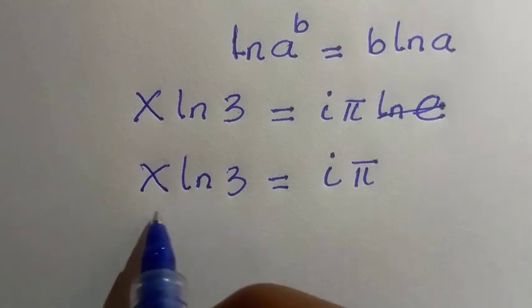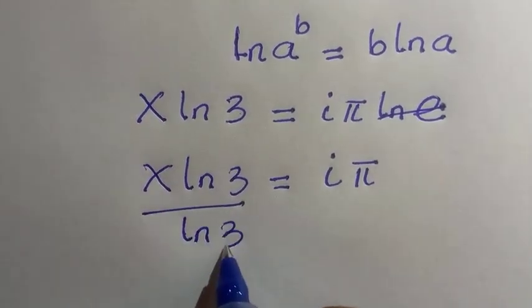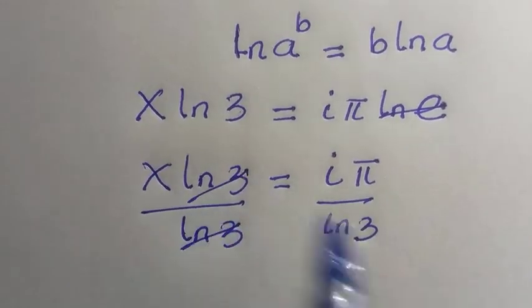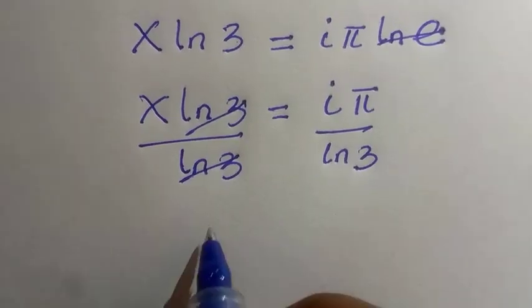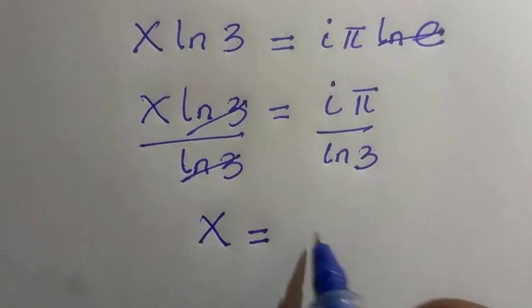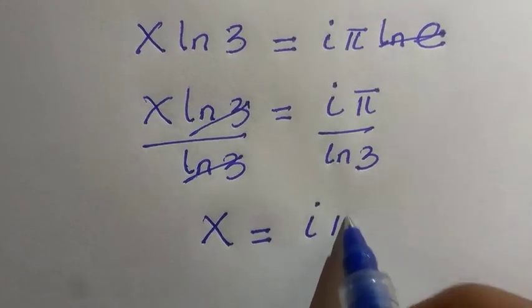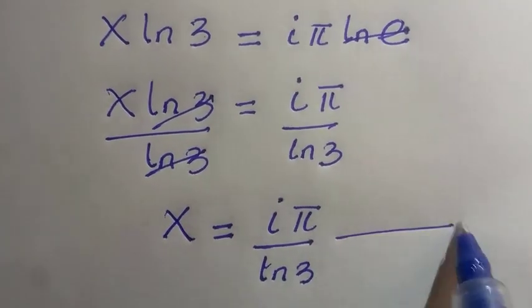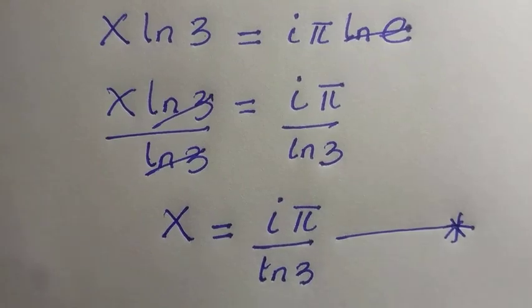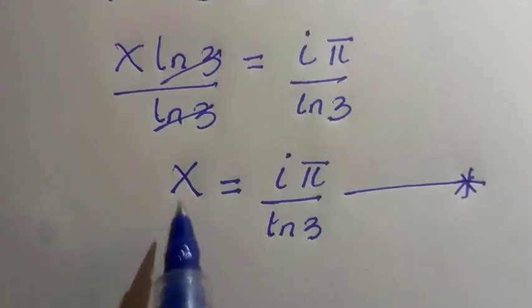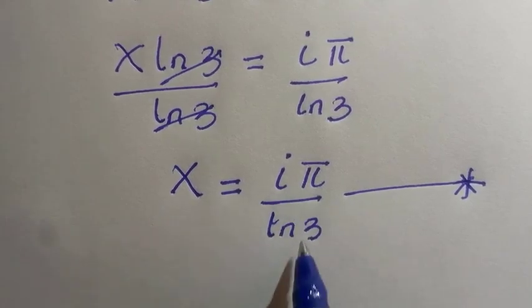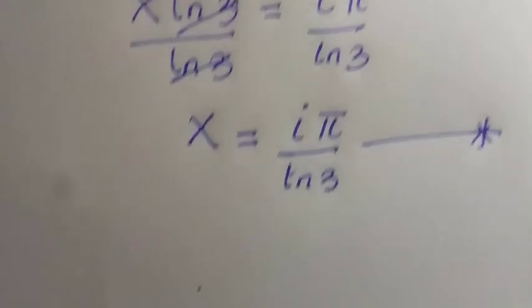To get x, we divide both sides by ln 3, and when ln 3 cancels ln 3, the value of x becomes i pi divided by ln 3, and here is the result to this problem. So the value of x is only imaginary, and the solution is i pi divided by ln 3.